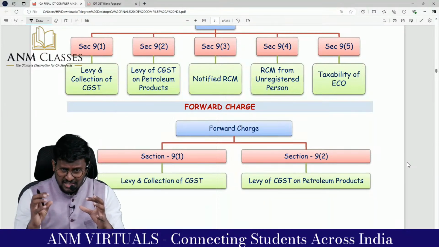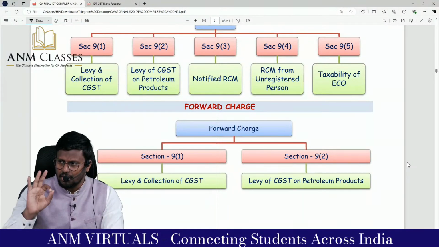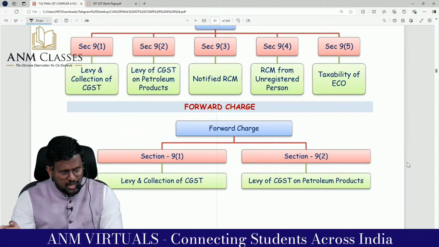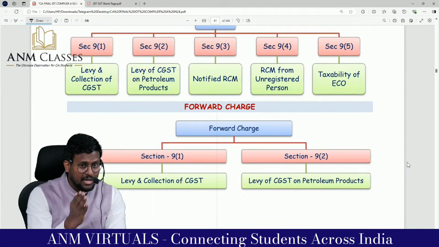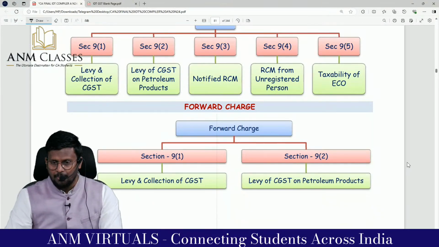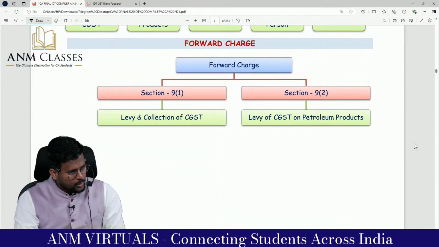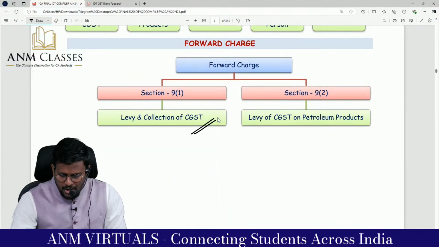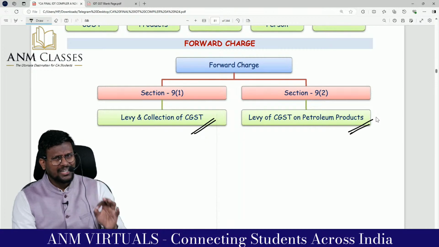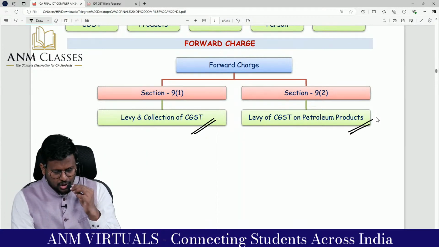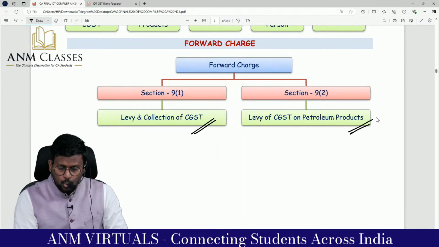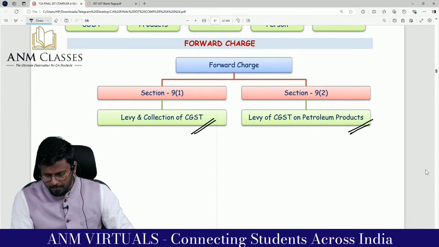If you check, section 9 has 3 concepts. Number 1 forward charge, number 2 reverse charge, number 3 eco charge. Forward charge is classified into 2 categories, 9 subsection 1 and 9 subsection 2. What is 9.1? Levy and collection of CGST. What is 9.2? Levy of CGST on petroleum products.